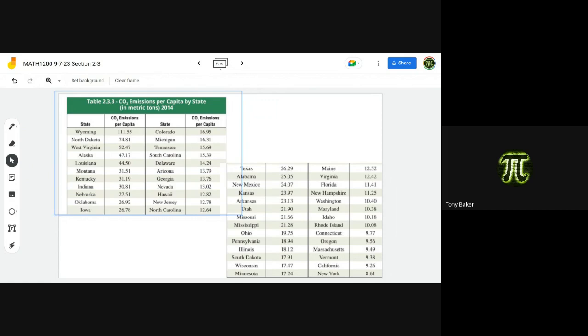So this is one of those ways that, if you look, the ones that we all said, New York, California, are down towards the bottom.